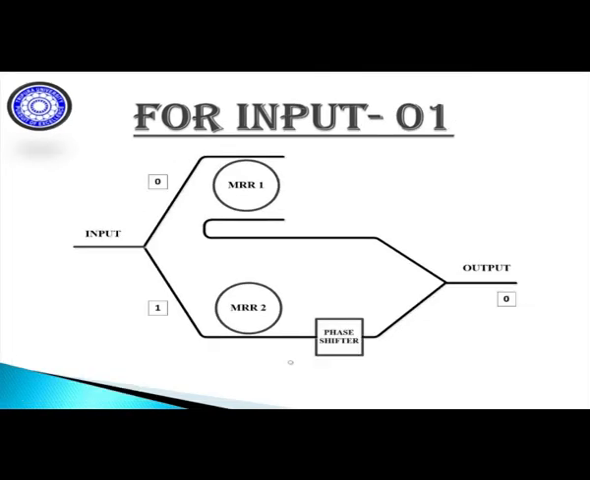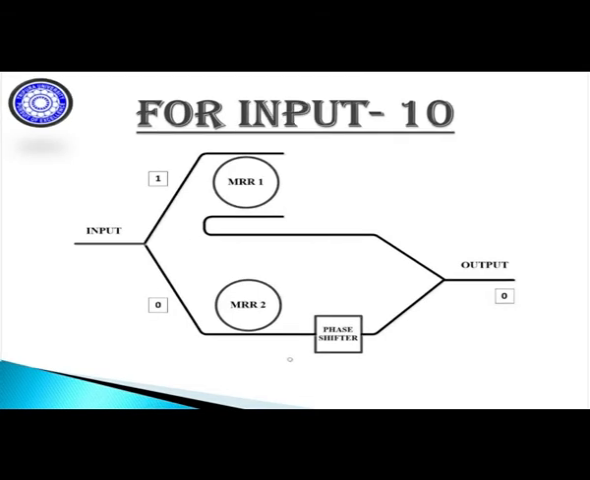Now for input 0, 1, the input signal comes to the drop port of MRR2 when the first input signal x is off and the second input signal y is on, that is when x equals logic 0 and y equals logic 1. Now for input 1, 0, that is when x equals logic 1 and y equals logic 0, the input signal comes to the drop port of MRR2 when the first input signal x is on and the second input signal y is off.